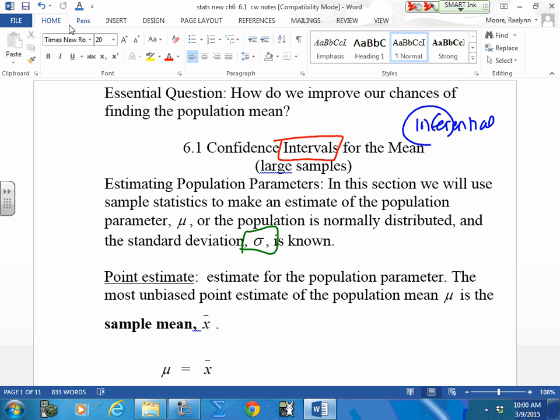So we're going to improve our chances of finding our population mean by not picking one point, but by picking an interval. Okay? And that little margin of error is our little wiggle room. So from here to here.